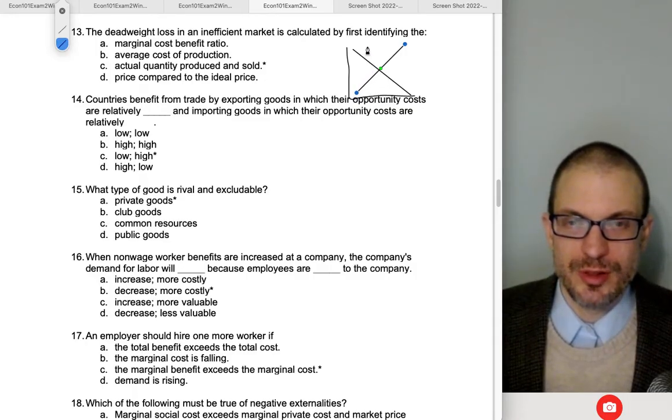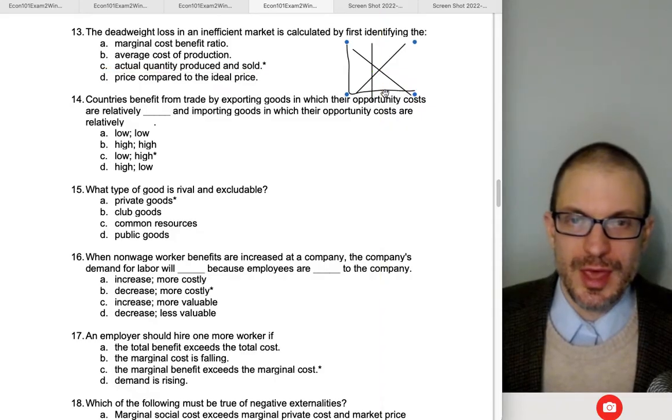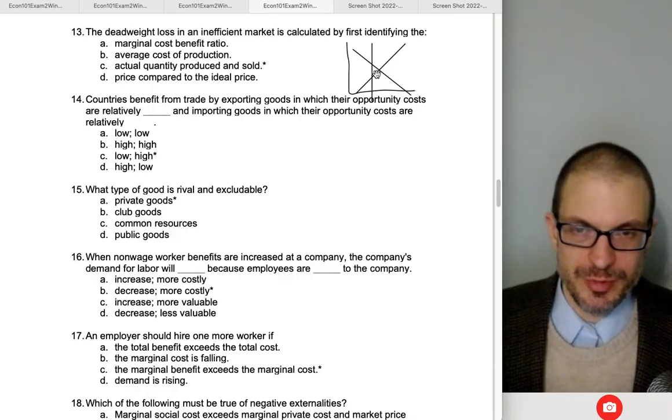For there to be deadweight loss, we probably have something like right here. I don't know if I can move everything. Yeah, so we have to find where's the quantity transacted, and then deadweight loss would be like right here.